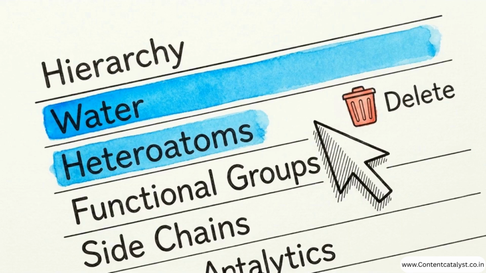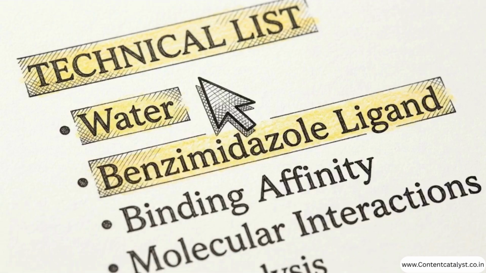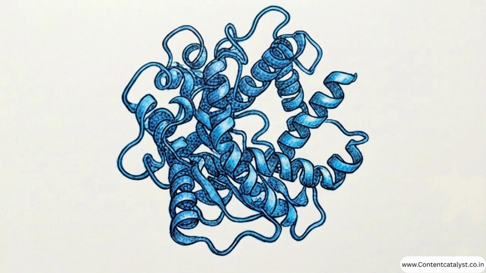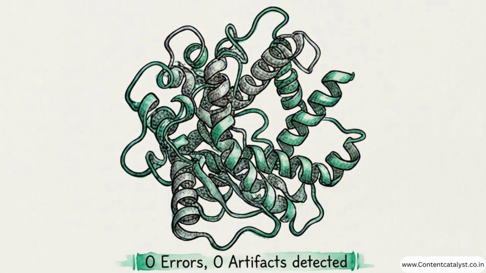In your hierarchy panel, select all those water molecules and unnecessary heteroatoms and delete them. While you are clearing out the noise, be extremely careful. Make sure you do not accidentally delete the native benzimidazole ligand, as we need that bound structure for the next step. Starting with a rigorously cleaned protein structure, free of artifact water molecules, is a critical foundational step. This cleanup prevents the software from generating false positives during your future docking simulations.